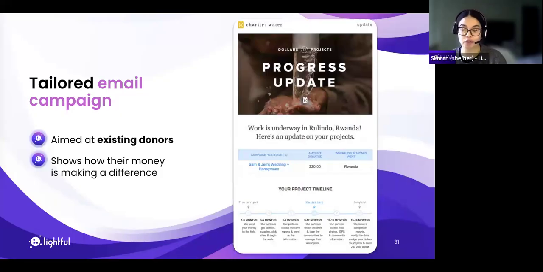So this is an example of a nonprofit's email that really targeted their audience, and it's from Charity Water. So it's an email that's been sent to donors to a campaign that they're running, and the email reflects the relationship that the reader already has with the nonprofit, and it also shows how the money that the reader donated is being used.